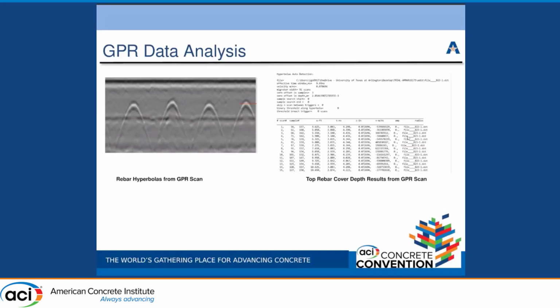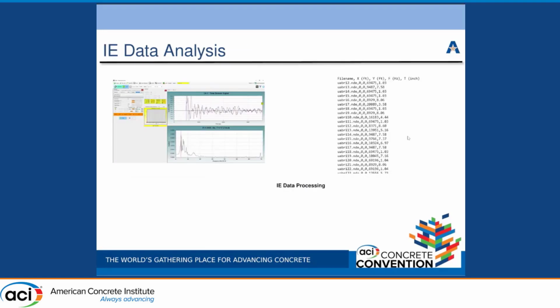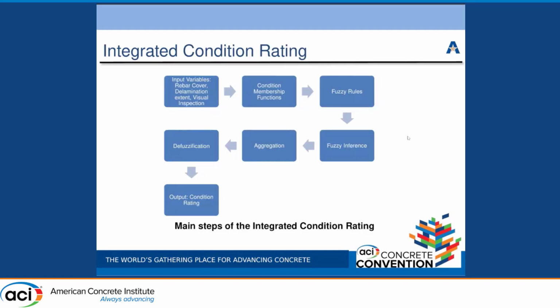We also did that. So I'm just going to be going fast. And then we did the GPR data analysis to get the hyperbolas from the GPR, to get the depth of the top rebar cover of the bridge, and also the impact-echo data analysis. And this is the main step of the condition rating system. It's a system that takes into account the defects from both the impact-echo and the virtual inspection.